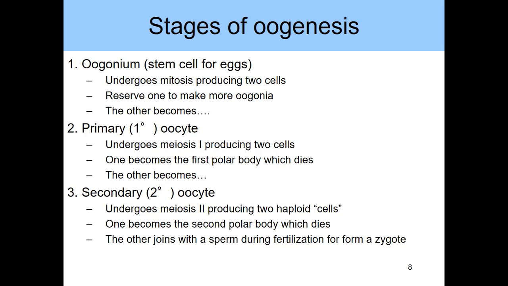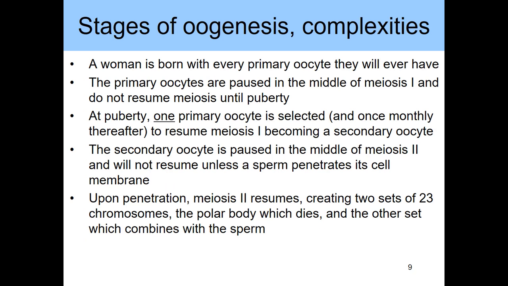The secondary oocyte will go through the process of meiosis 2, producing 2 haploid "cells." And I'm putting cells in quotation marks here because remember, the process of meiosis 2 does not complete in the egg unless fertilization occurs. What we have is basically one cell, but the 2 sets of chromosomes have been separated out. One of those sets of chromosomes will be fertilized with the sperm, and the other set becomes another polar body, which dies.